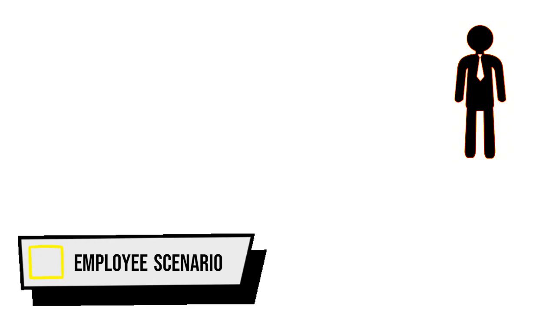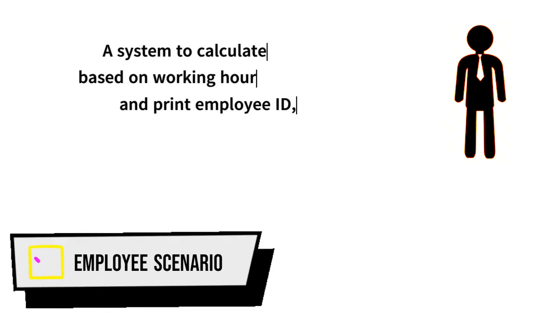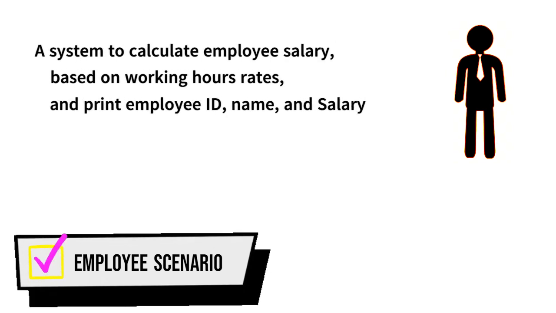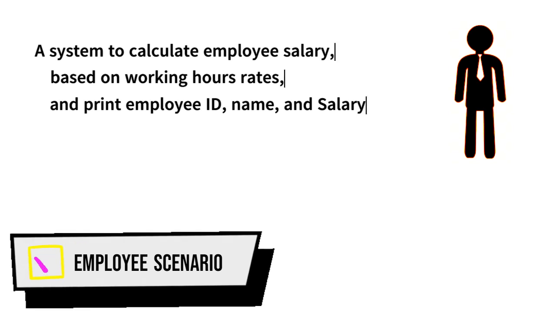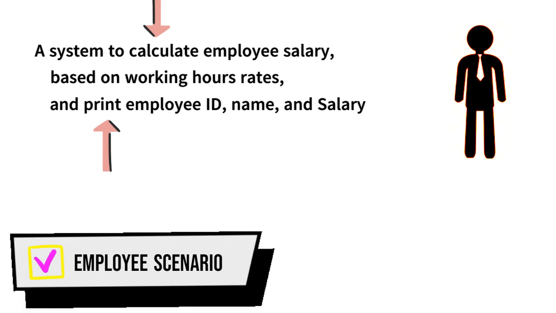Consider the following scenario. A system to calculate employee salary based on working hours and rates, and print employee ID, name and salary. To analyze this scenario, highlight the nouns and the verbs in the phrase. Usually verbs indicate functionality. In our case, verbs are calculate and print. It means we have to write functions for each of these. And the nouns indicate attributes or variables or data to describe.